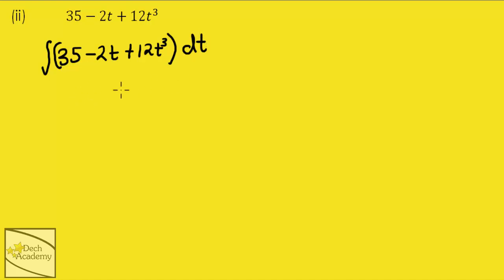The second expression is as follows: 35 minus 2t plus 12t cubed. We need to integrate this expression with respect to the variable t. This is the integrand, which is bracketed. It will integrate in respect to t. So you can integrate each term with respect to t while noting down the signs. Minus, integrate 2t with respect to t, the plus sign. Then I'm going to integrate 12t cubed with respect to t.